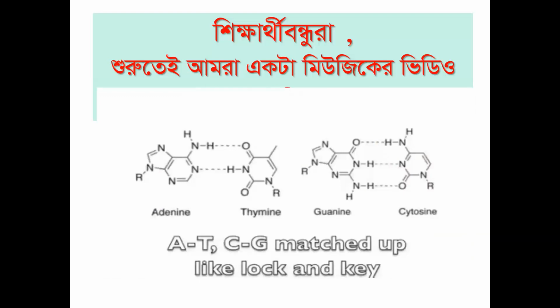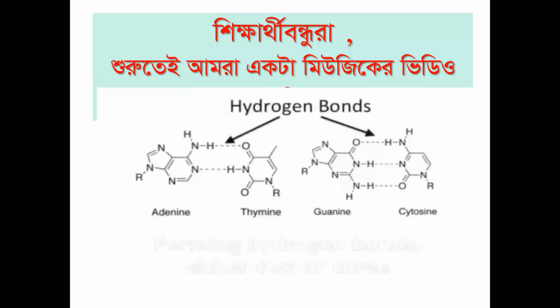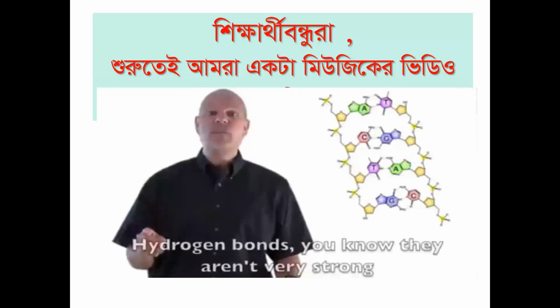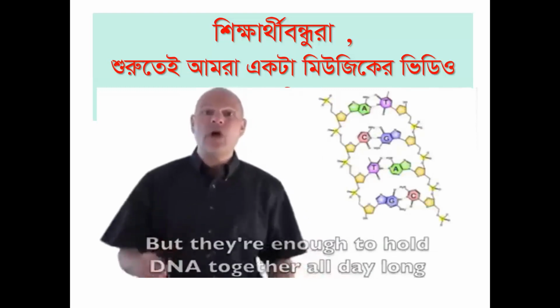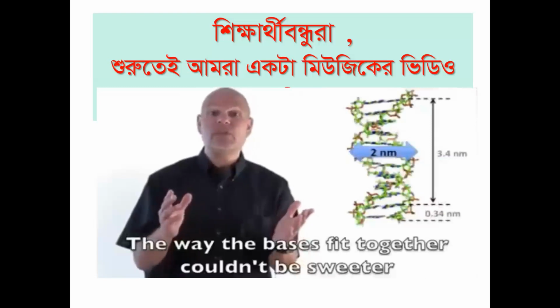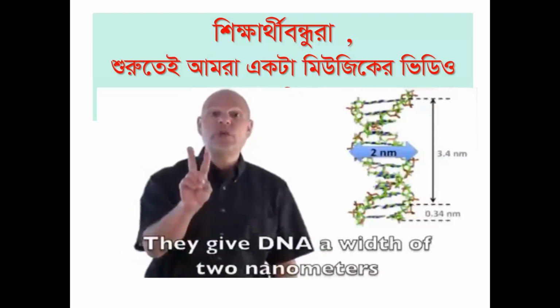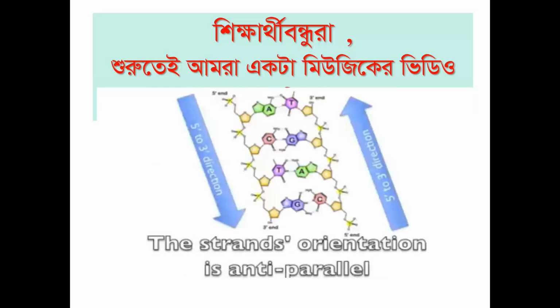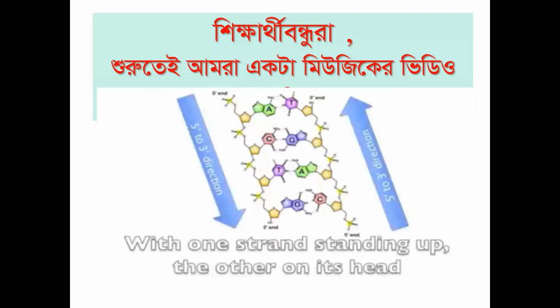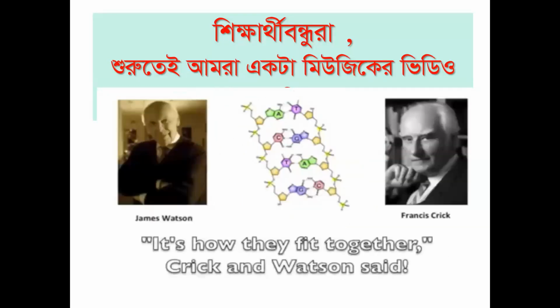They fit together, snuggled up like hand and glove, like enzymes and substrates, like people in love. A, T, C, G matched up like lock and key, forming hydrogen bonds, either two or three. Hydrogen bonds, you know they aren't very strong, but they're enough to hold DNA together all day long. The way the bases fit together couldn't be sweeter. They give DNA its width of 2 nanometers. DNA's double-stranded, looks pretty swell. The strands' orientation is anti-parallel, with one strand standing up, the other on its head. It's how they fit together, Crick and Watson said.